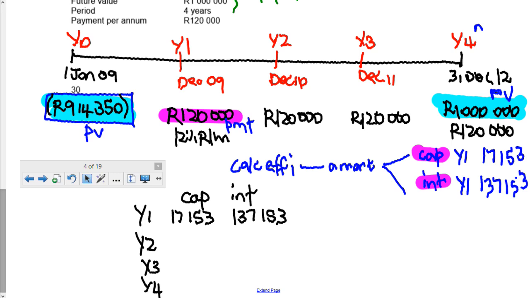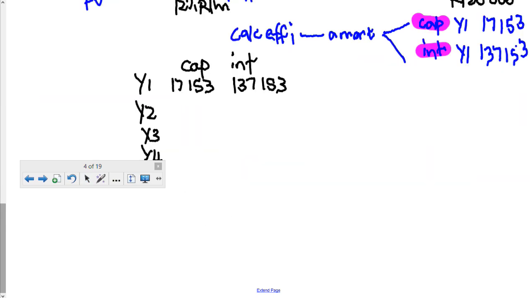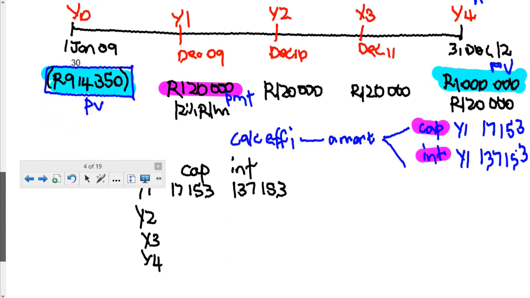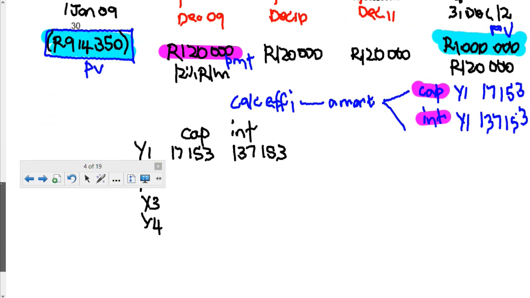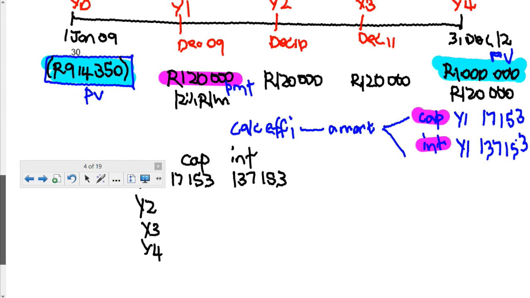When you do that, the total of your capital amounts should be the difference between the million and the 914.35. I think it's out by rand. 85,650. Because that's what I'm going to do, is I'm going to keep putting that number into that capital. And at the end, my capital will be 1 million.